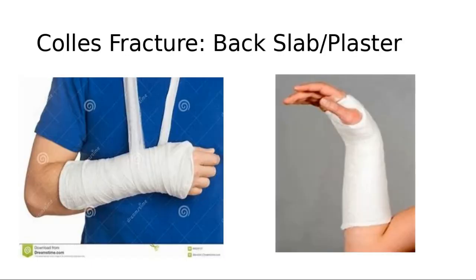then you need to put it in what we call a back slab, which is half of a plaster, as demonstrated here. So the plaster is on the back of the hand, back of the forearm, and usually it is in a certain amount of flexion as demonstrated here, and a certain amount of ulnar deviation pointing towards this side now so as to overcome the pull of the brachioradialis.